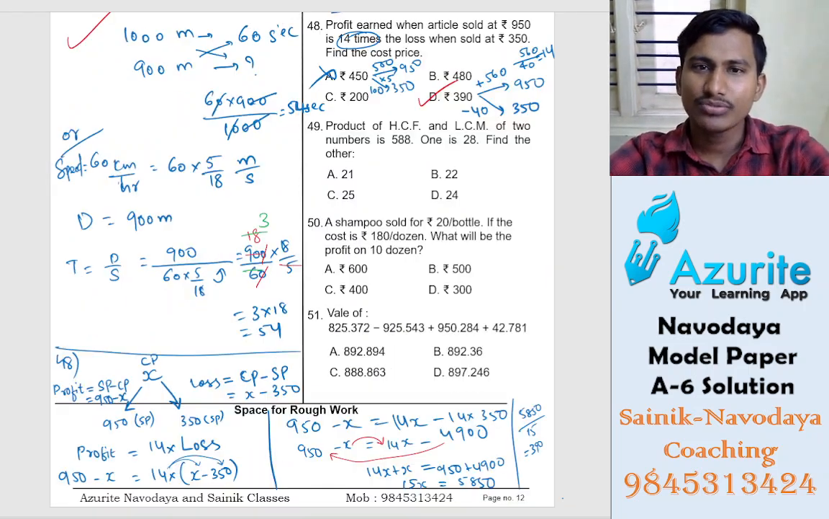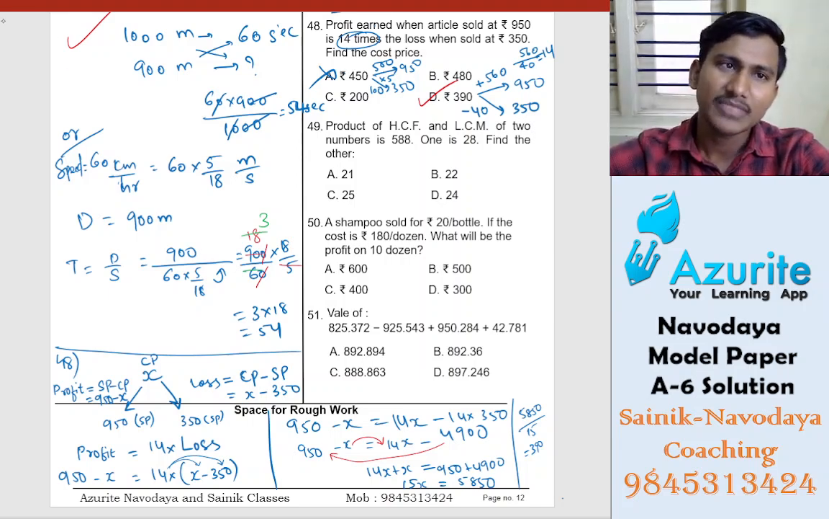So now let us do the next one. So next let us go to 49. We know the product of HCF and LCM of two numbers is 588 and one is 28. Find the other. So we know how to find the other number, right?